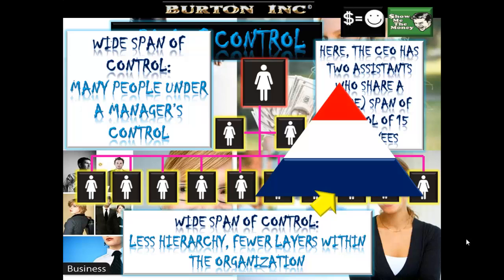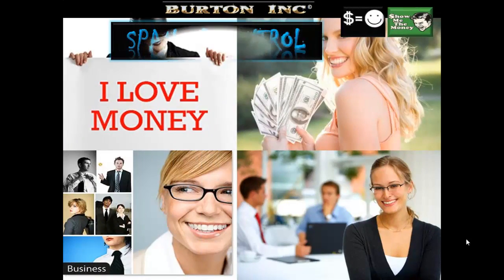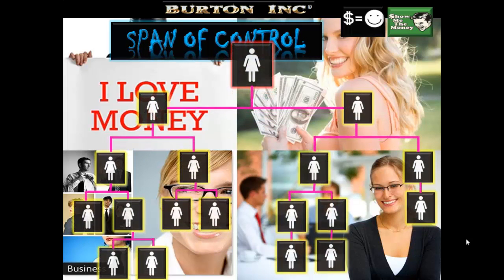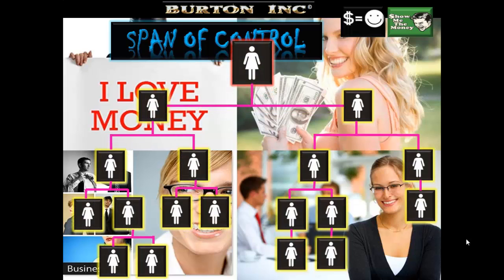There's less hierarchy, there are fewer layers within the organization, as opposed to a narrow span of control, which is going to have quite a lot of layers going down. Just like this. So here we've got a narrow span of control. We've got a whole lot more layers involved with this organization.